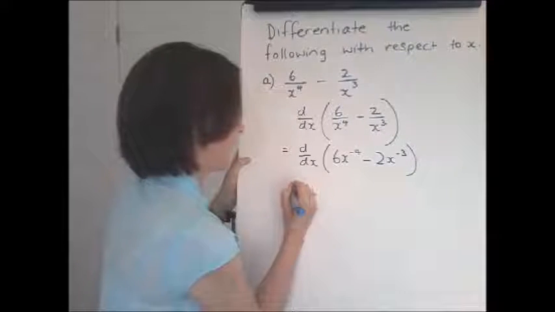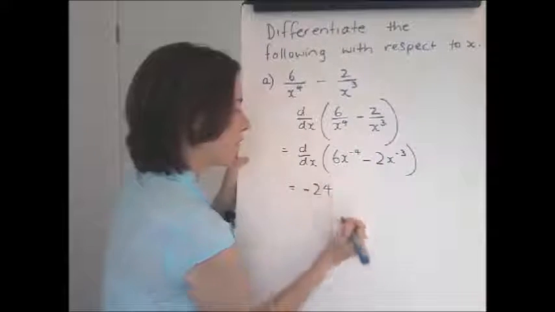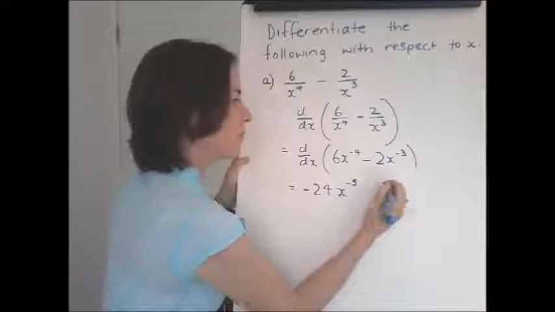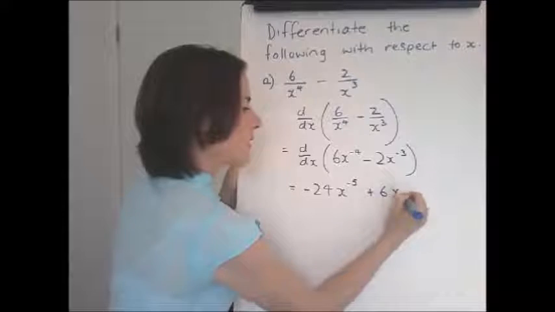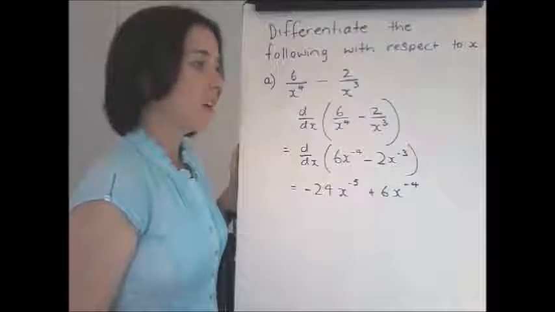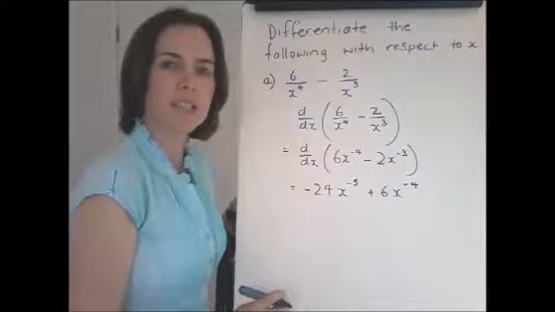Now I can differentiate. Negative 4 times 6 is negative 24, and subtract 1 from the power. Negative 3 times negative 2 is plus 6, and subtract 1 from the power. So once I have differentiated, I no longer put the d dx in front.